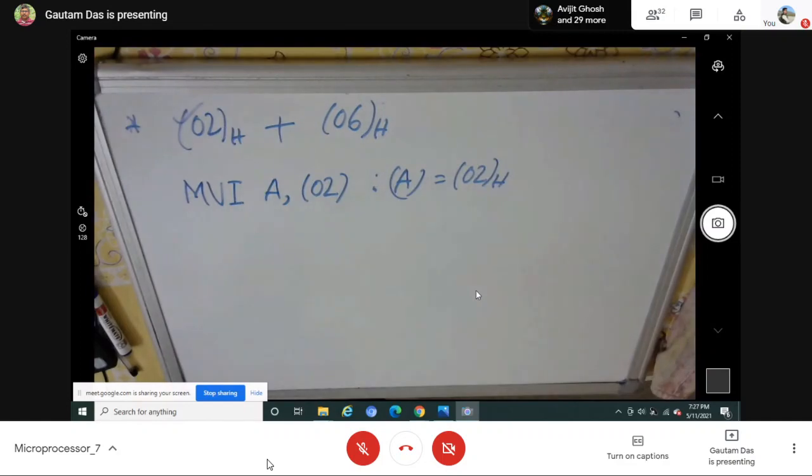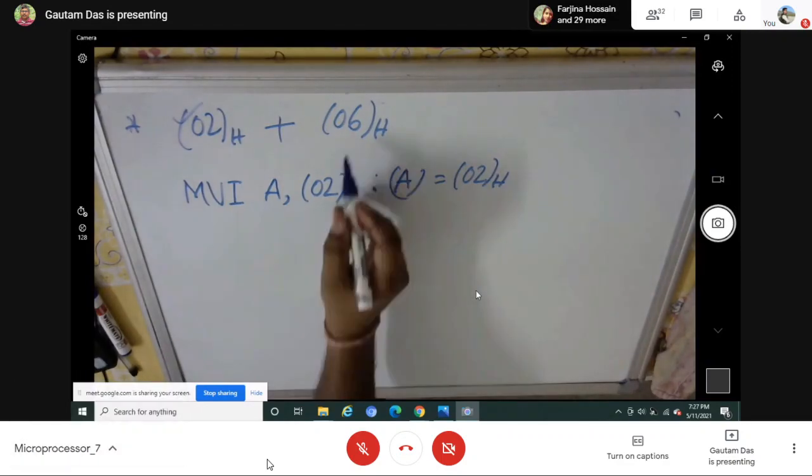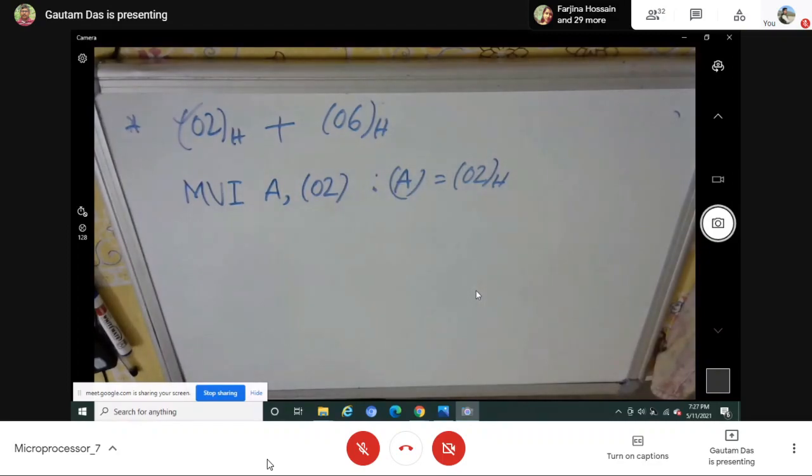So that means for addition, the first requirement you have satisfied. Out of two data, one data you have stored in the accumulator. Then you have to add the content of accumulator with 06. So what instruction is there to add content of accumulator with 06? What instruction should I use to add accumulator and the data 06? Can anybody suggest what instruction I can use?